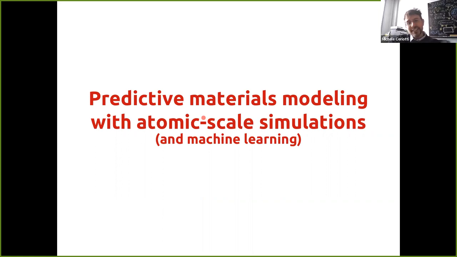up to now. So the point is that machine learning is something that should be used, in my opinion, beside electronic structure and classical statistical sampling techniques.